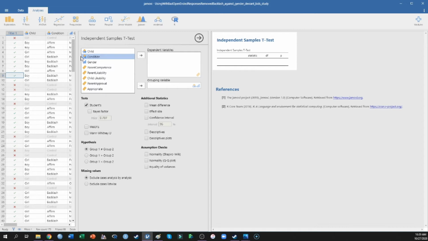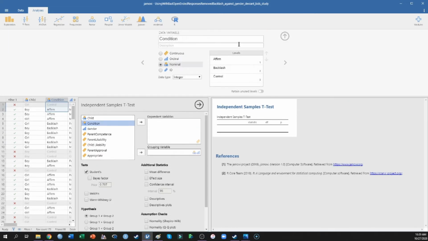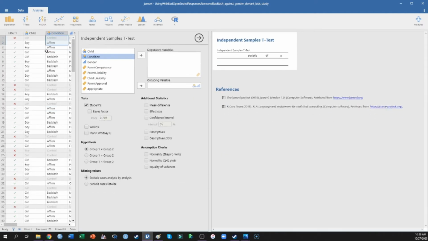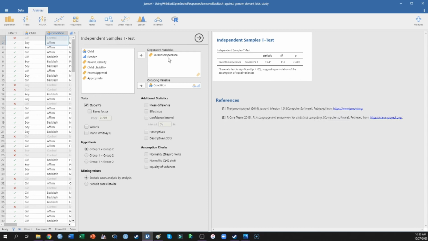in my study. In this study, participants were assigned to view a situation in which a parent either affirmed or backlashed a child for gender deviant behavior. And I'm getting rid of the control condition right now just so that we can run this as a t-test, in which case we only have two groups. I'm going to use that to predict parent competence.